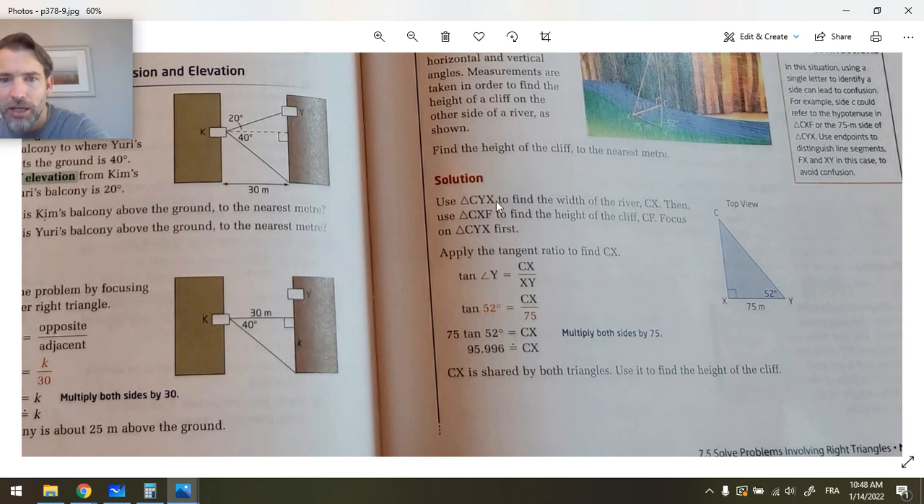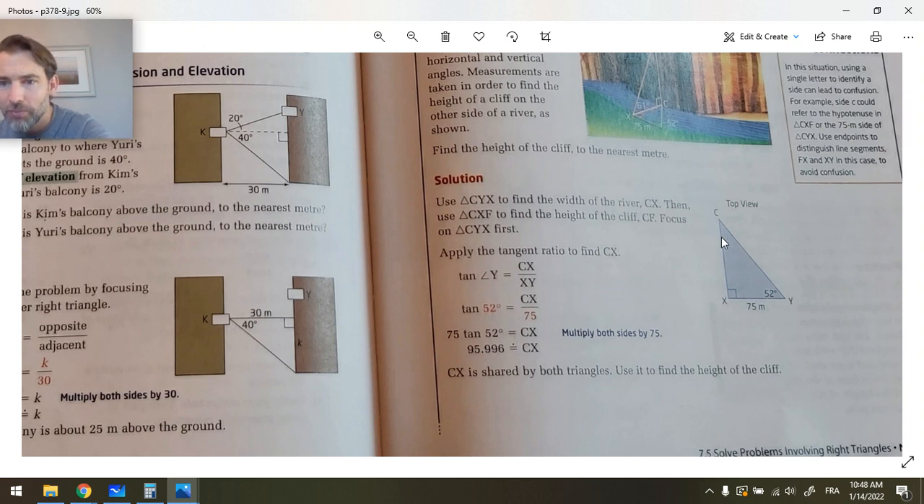So we want to find the height of the cliff. So we're going to use CXY, this triangle here. This is C, this is X, this is Y, to find the width of the river, CX. Cliff for C, I guess. And so here is CX, and that's 52 degrees, and this is 75 meters. So just a quick guess, I'm guessing somewhere around 85 meters. Oh, and it turns out to be 95 meters. So not a terrible guess, not great.